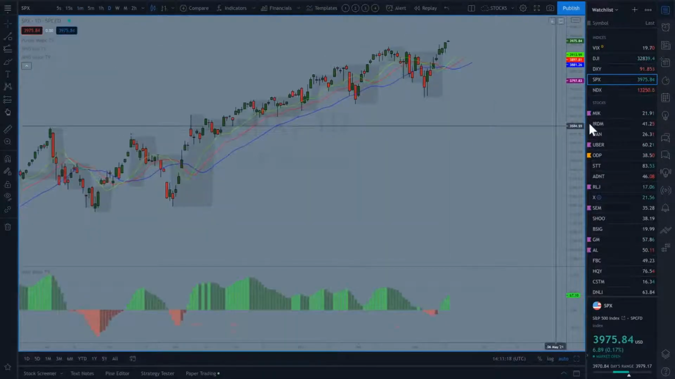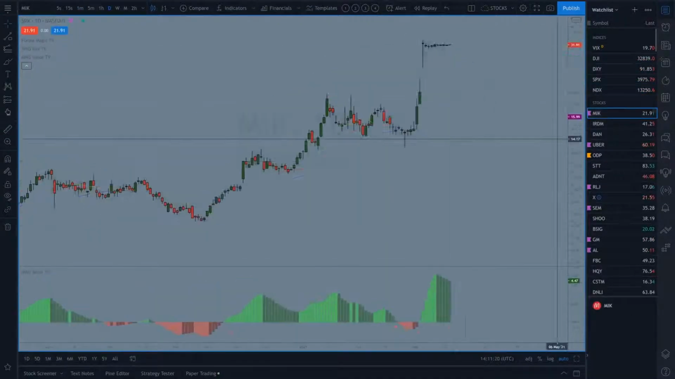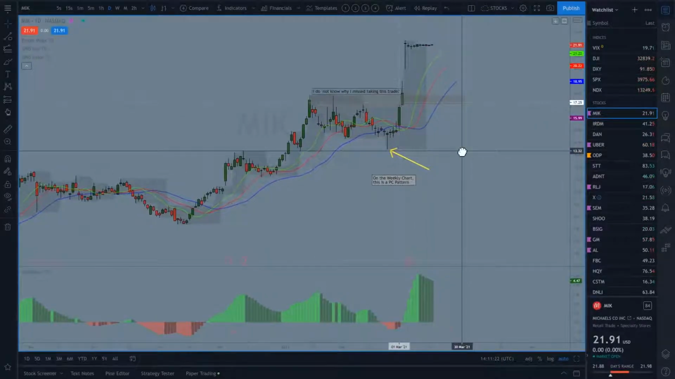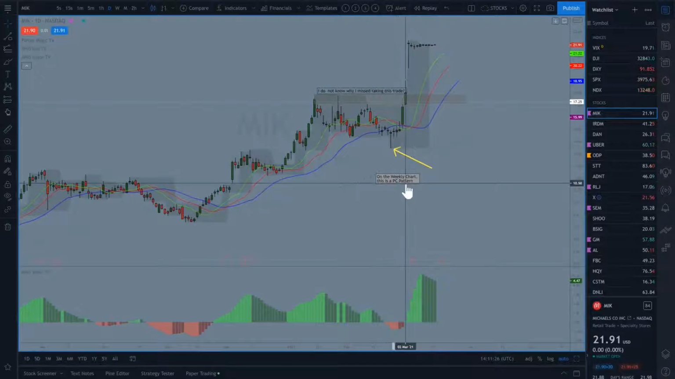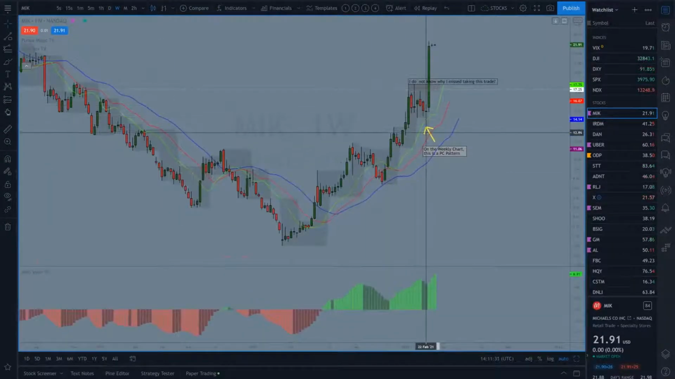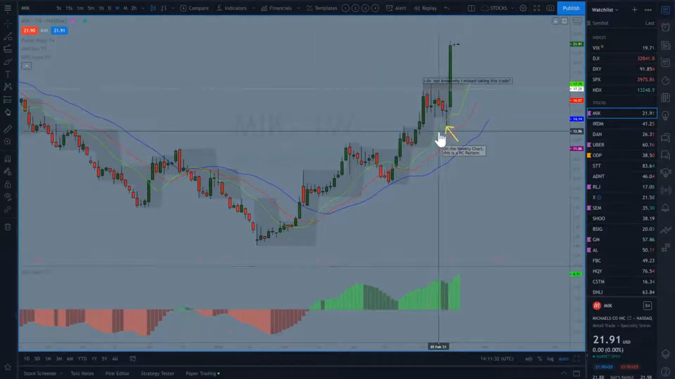Let's look at the daily chart. I'll keep going with that. Okay, that's one I missed. On the weekly chart, this is a PC pattern. Okay, let's have a look at that. Oh yeah, beautiful, beautiful, beautiful. Yay!